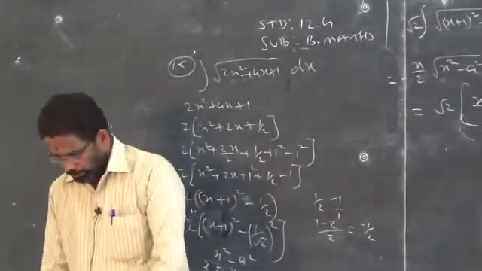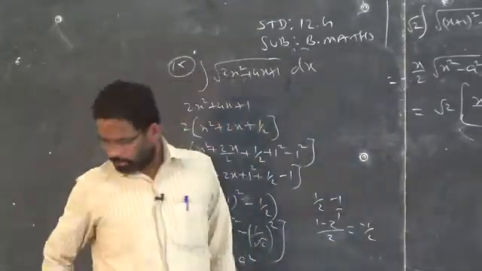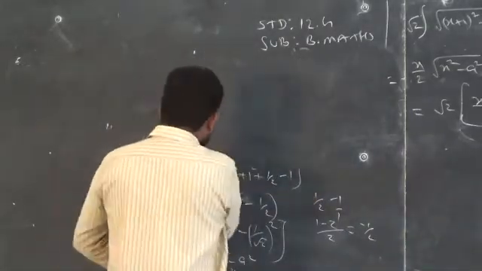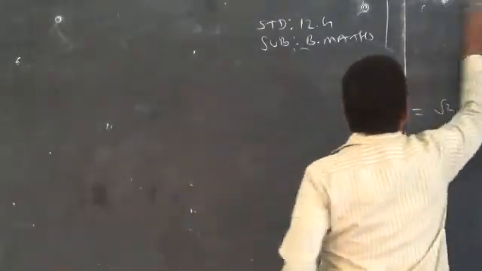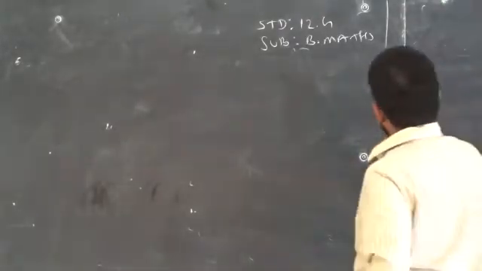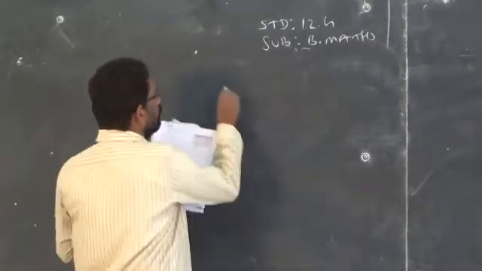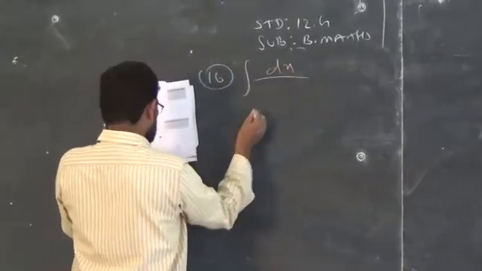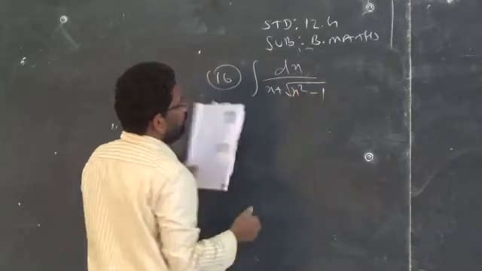Now the last problem, sum number 16. Sum number 16, that is also very easy. In the denominator we have the irrational part, you know how to convert that: rationalizing the denominator. Based on the concept of rationalizing the denominator, you have to proceed with x plus square root of x square minus 1.